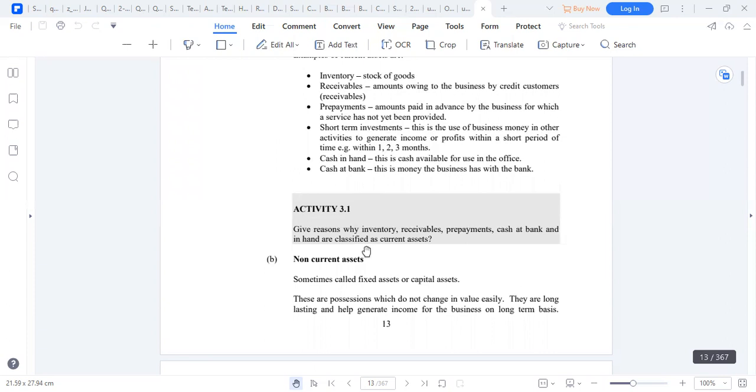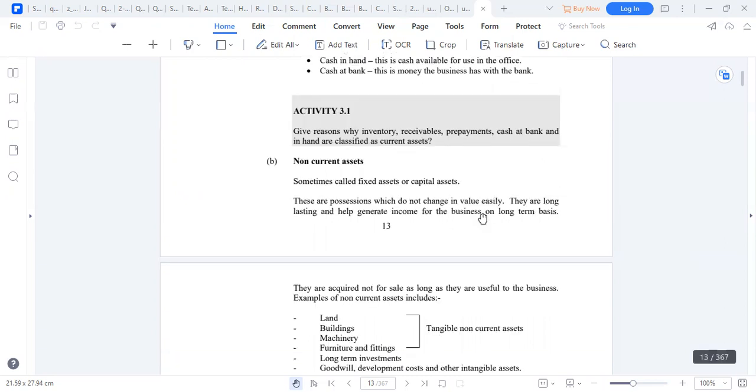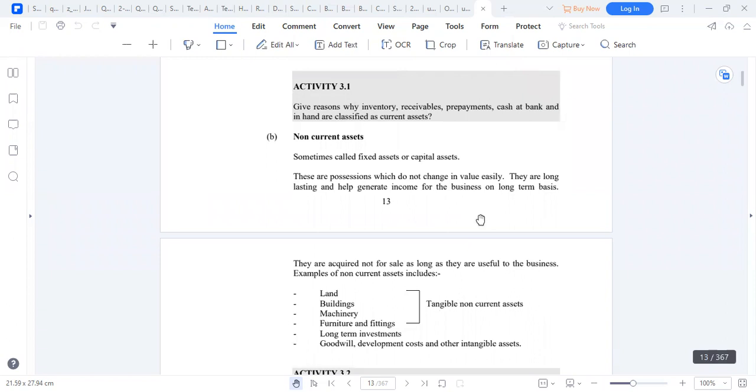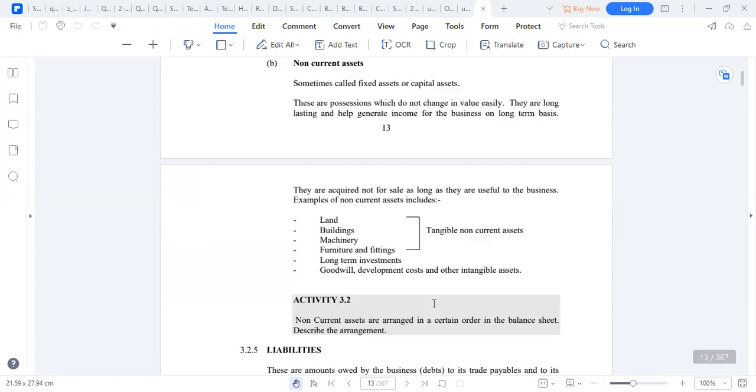So give reasons why inventory, receivables, prepayments, cash at bank, and cash at hand are classified as current assets, because these are positions that eventually will be converted into cash. They are the most liquid. Then when we're discussing the non-current assets, we're looking at what we call fixed assets or capital assets. So these ones are subdivided into two. We have tangible and non-tangible fixed assets. So we have land, buildings, machinery, furniture, and fittings. These ones are tangible. Long-term investments, goodwill, these ones are intangible.